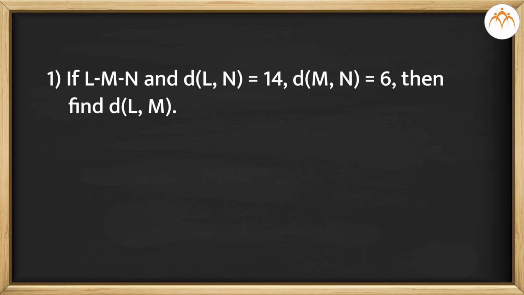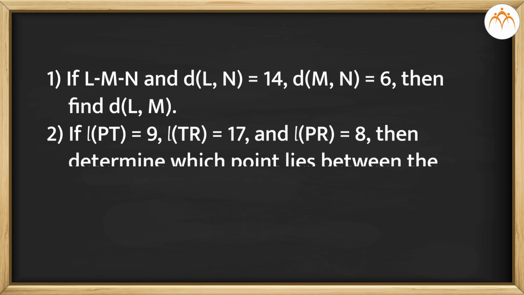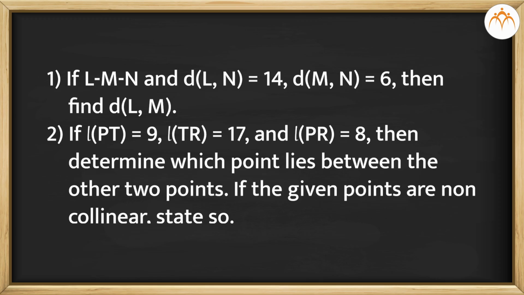Exercise. If M is between the points L and N and distance LN is equal to 14 units, distance MN is equal to 6 units, then find distance LM. If length PT is equal to 9 units, length TR is equal to 17 units, and length PR is equal to 8 units, then determine which point lies between the other two points. If the given points are non-collinear, state so.